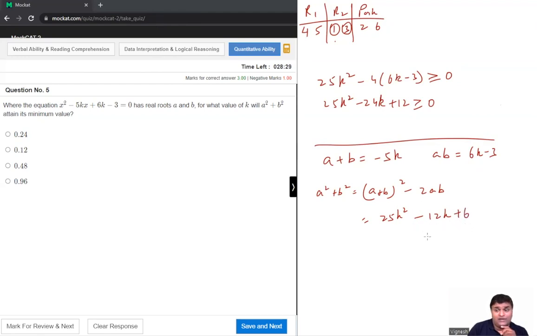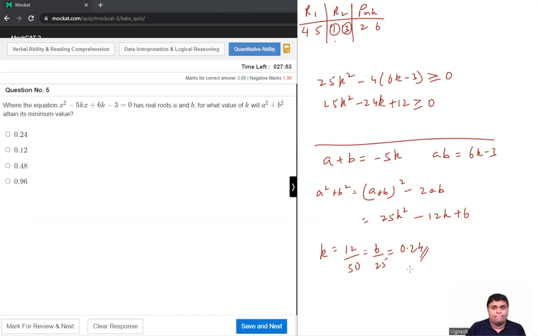We need to find the minimum value of this, correct? What is the minimum value going to be at? A is equal to minus b by 2a. Minus b is going to be 12 by 50. 2a is 2 times 25, 50, which comes to 0.24, 6 by 25. Okay, 0.24. Fine. Now what do we have to do?